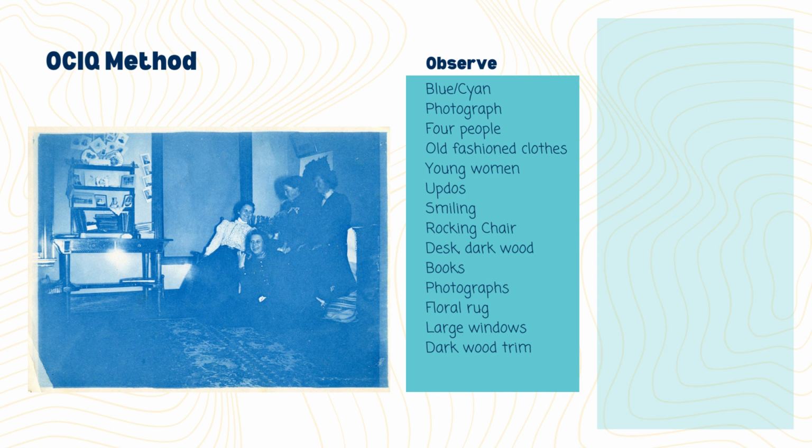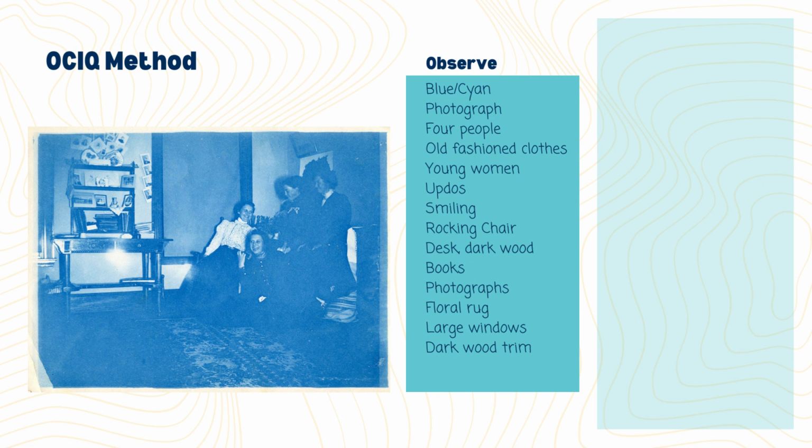Observations are facts. Here are some facts about this item. It's blue. More of a cyan color, actually. It's a photograph. There are 4 people in it. At least one of them is wearing a dress, and they all look like they're wearing old-fashioned clothing. They appear to be young women, all of them wearing their hair up. They are smiling. One of them is sitting in a rocking chair.